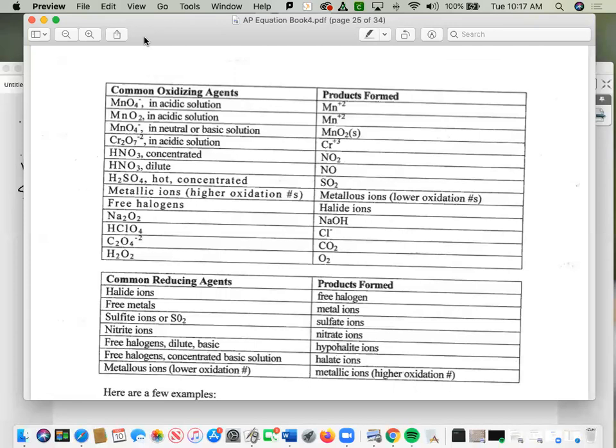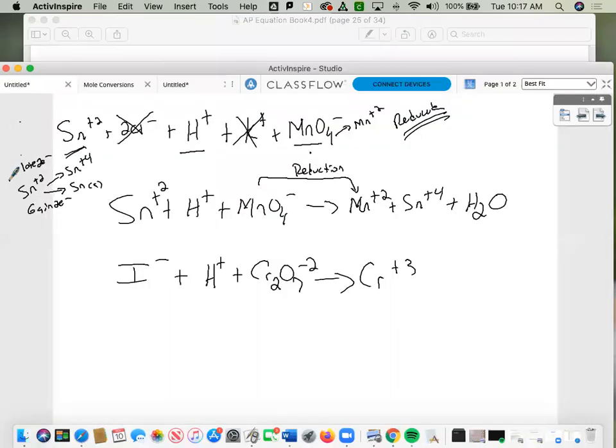You see what the first one says? Halide, that's iodide, goes to halogen. Halogen would be I2. Halide goes to halogen. What's the only thing left I have to account for? H2O. Okay, let's move on to the next one here.